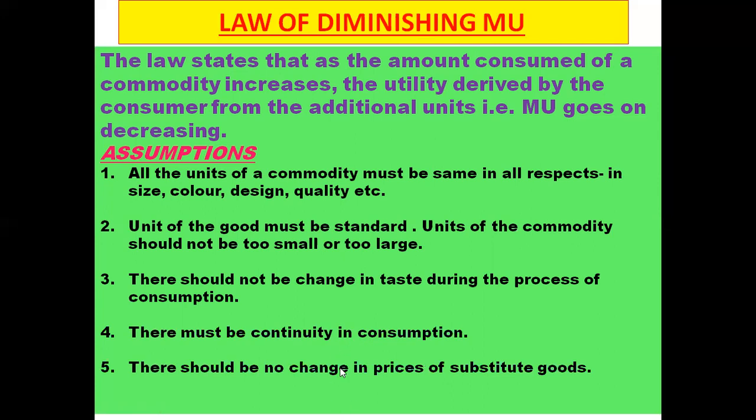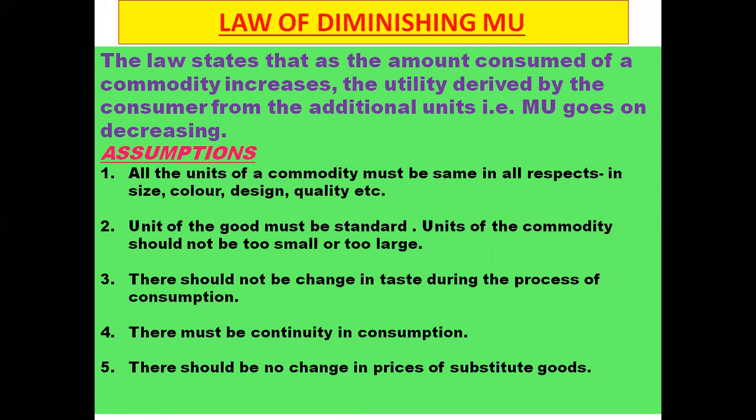And there should be no change in prices of substitute goods. Substitute goods are those goods, for example, tea and coffee. We can have either tea or coffee. So they should not be changing prices of substitute goods. Otherwise, a person may move from the consumption of tea to consumption of coffee. Then law of diminishing marginal utility will not operate if there's a change in price of substitute goods.